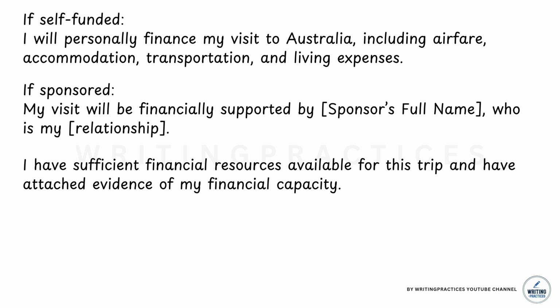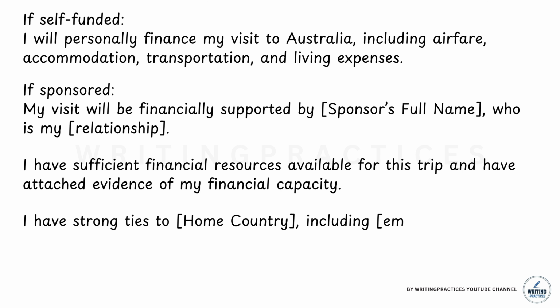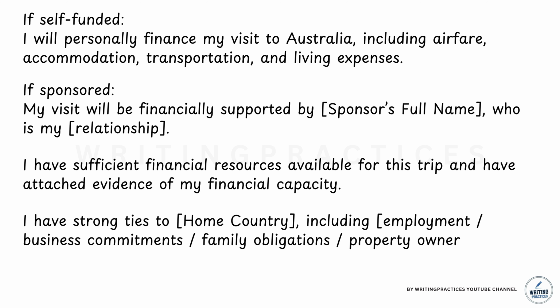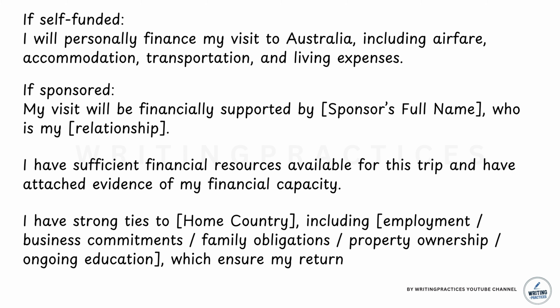10th paragraph, ties to home country. Explain your reasons for returning home. Example, I have strong ties to New Zealand, including full-time employment, family responsibilities, and property ownership, which ensure my return after my temporary visit to Australia. This is one of the most important parts of the letter. Immigration officers review this carefully to assess whether you genuinely intend to leave Australia after your visit. Provide clear and truthful examples.